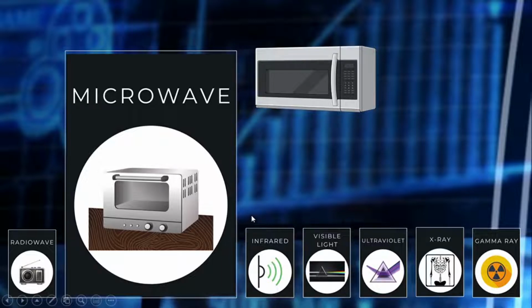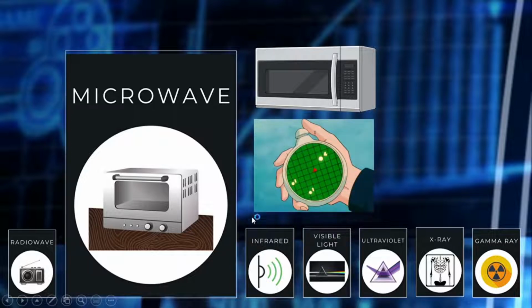Another application of microwave is radar, or radio detection and ranging. It is used to locate, track, recognize, or detect objects within a range. It emits microwaves until it reaches the target.